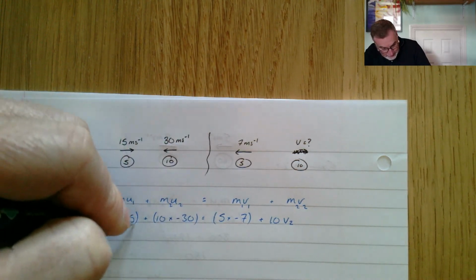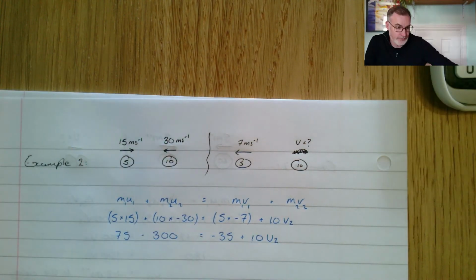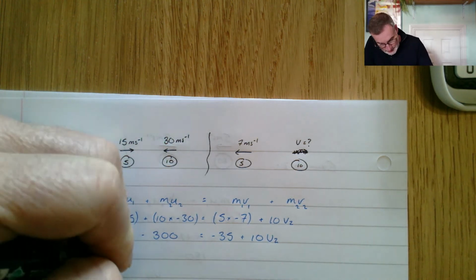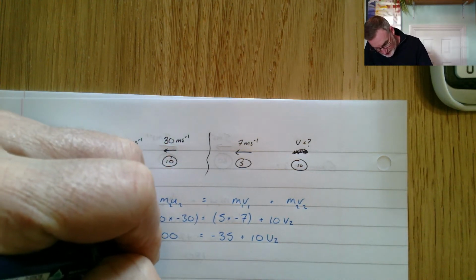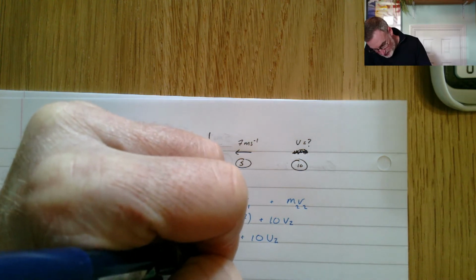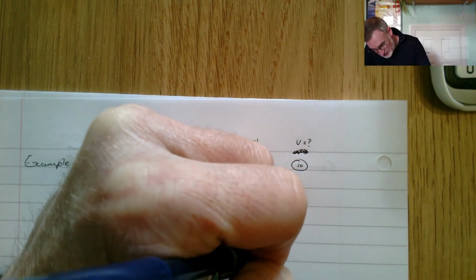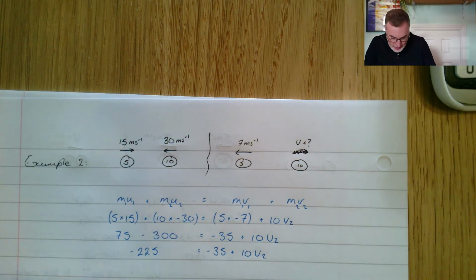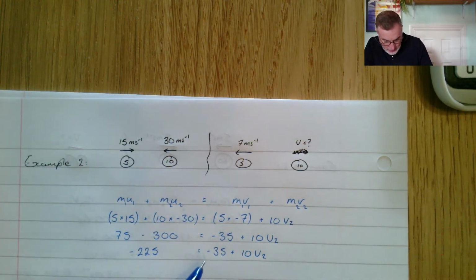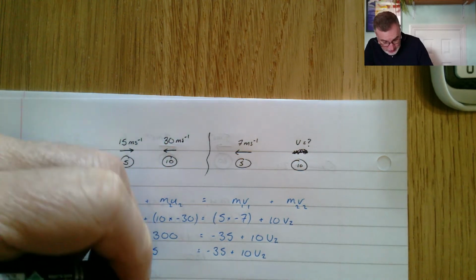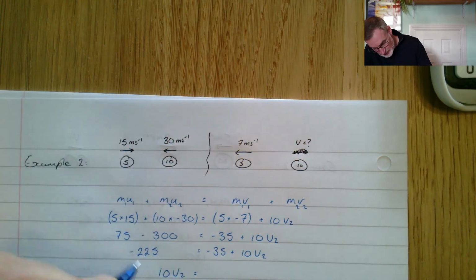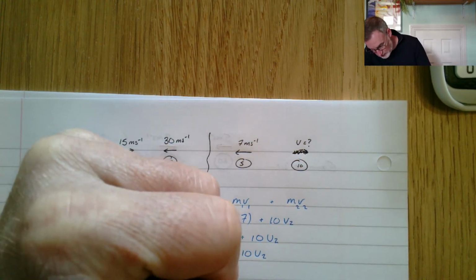Simplify. This is -225 equals -35 plus 10 V2. Now you can cut out a few steps here. I mean, you don't need to do this. Taking that over to the other side, this is going to turn positive. So we're going to have -225 plus 35, which is going to leave us with, so 10 V2 is going to be -190.